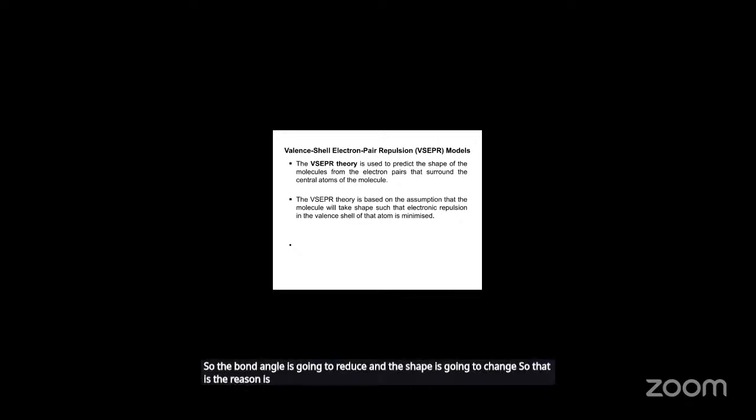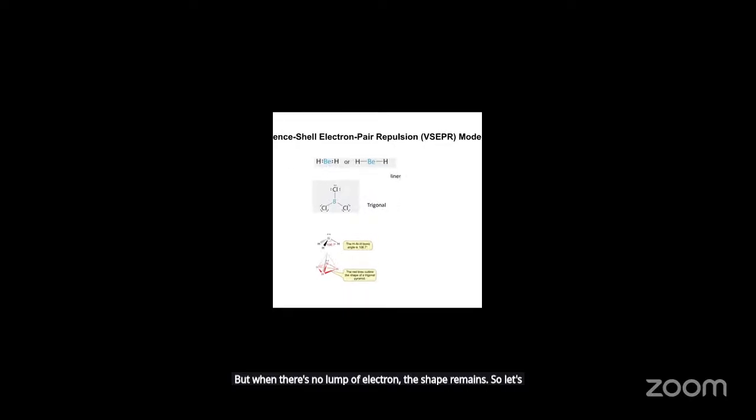The reason is that whenever there is the presence of a lone pair in a central atom, remember, if you're looking at the shape of any compound, you're looking at the central atom. The valence electrons in the central atom are the determining factor. So in this theory, when there is a lone pair of electrons, the expected shape is going to change. But when there is no lone pair of electrons, the shape remains. So let's use this as an example.